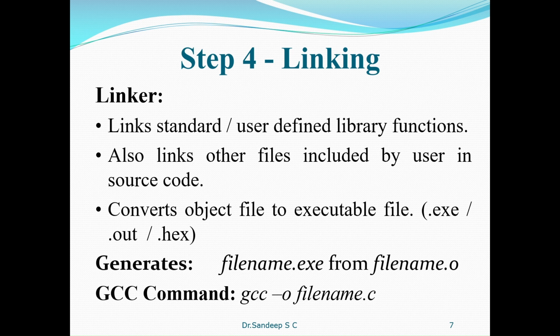So after linking, the linker converts the file to an executable, that is .exe or .out or .hex, depending on where we want to execute. In Windows we use .exe, in Linux we use .out, and if you want to execute this on the target hardware, then we'll be using .hex files. So the command is gcc -o filename.c. That will generate an executable.